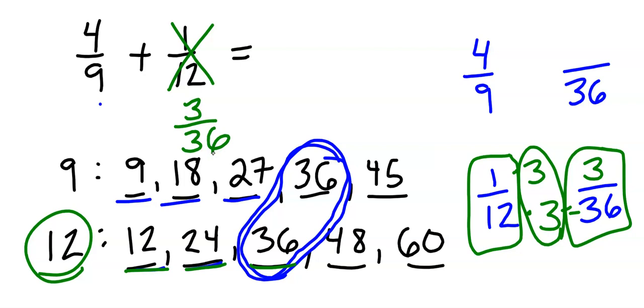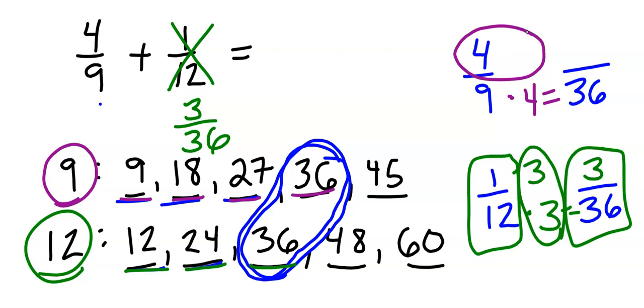And then I'm going to choose another color, and I'm going to think about 9 multiplied by what number will give me 36? Well, I go over to my multiples of 9, and 1, 2, 3, 4 9s gave me 36. So I'm multiplying 9 by 4 to get 36. Well, what am I supposed to multiply the numerator by? Well, if I multiply the denominator by 4, I also need to multiply the numerator by 4. So 4 times 4 gives me 16.